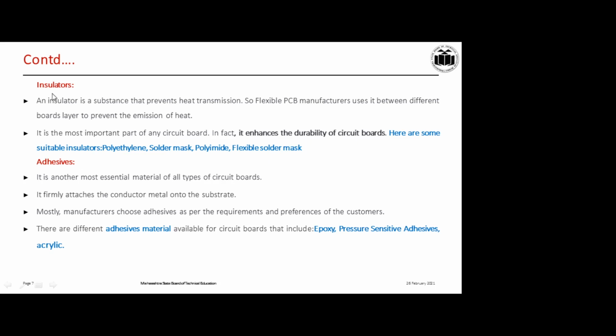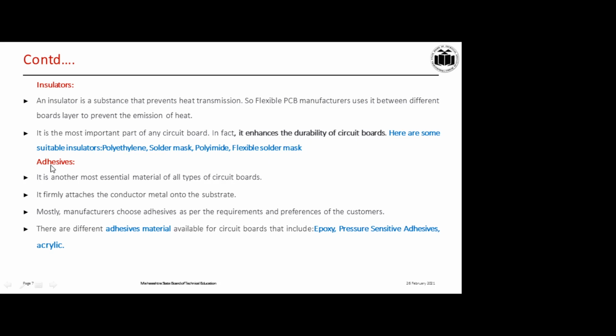Now next is the insulator. What is the use of the insulator? We know that it is used between the different board layers to prevent the emission of heat, because it prevents heat transmission. So it is the most important part of any circuit board, and it enhances the durability of any circuit board. Insulator plays a very important role. Here are some suitable insulators: polyethylene, solder mask, polyimide or the flexible solder mask. These insulators can be used between the different board layers to prevent the emission of heat.